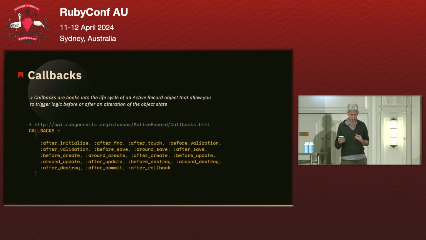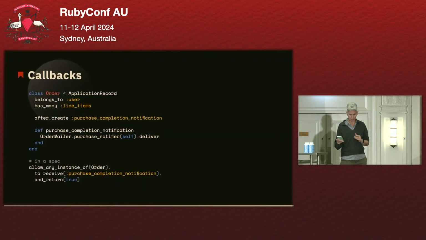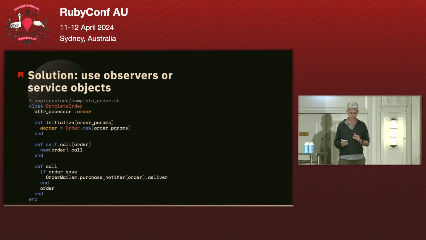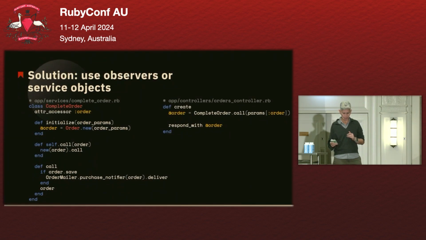Where was I? I'm going backwards, not going forward. Yep, so I was here, and then in my controller, I will actually initialize the complete order.call and pass it the params that I want.